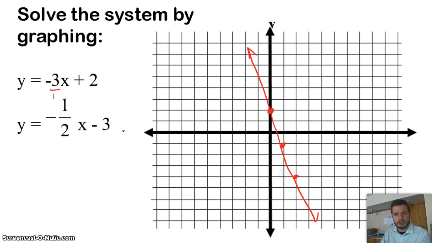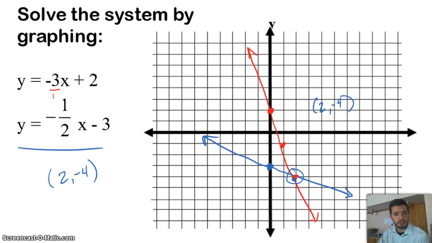Now the next one is start at negative 3. So 1, 2, 3. I'll do this one in blue so you can see the difference. And I go down 1 and over 2, and then I draw my line. You can see that they intersect right here. So this point is 2, negative 4. That is my answer. Let's keep going.